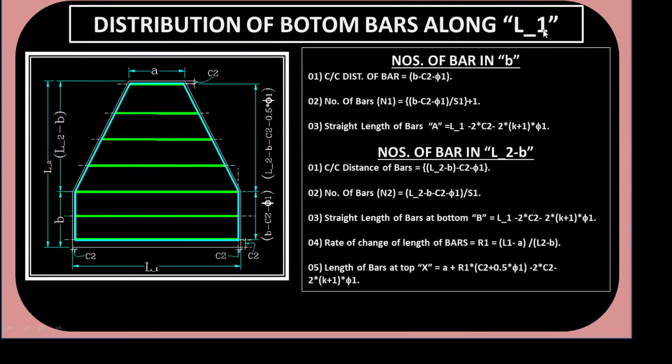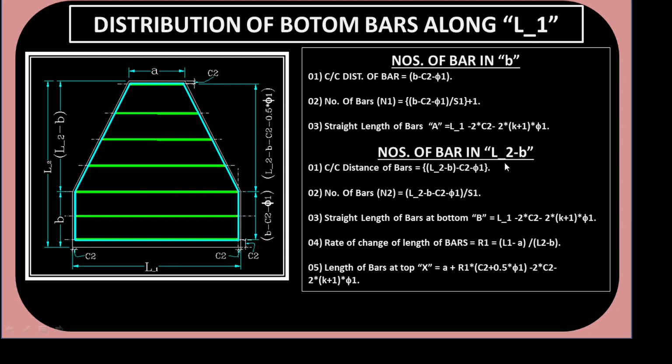Distribution of bottom bar along L1, that means this bar in this direction. Center to center distance of bar, this distance, is B minus C2 minus phi 1. Number of bar is equal to this divided by S1 plus 1. Straight length of bar A is equal to L1, that is this length, minus 2 into side cover minus 2 into K plus 1 into phi.